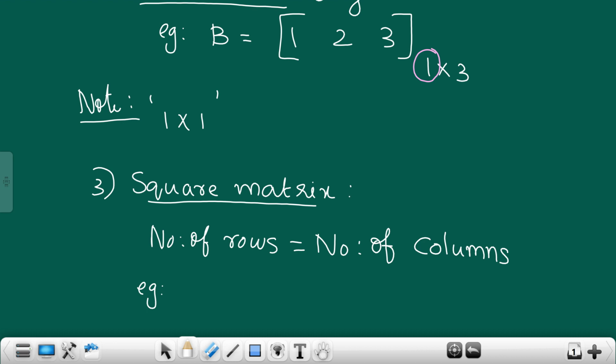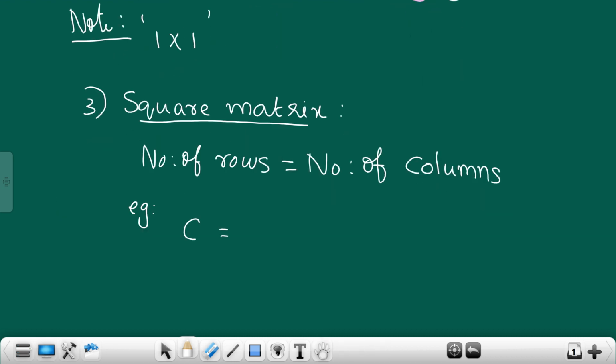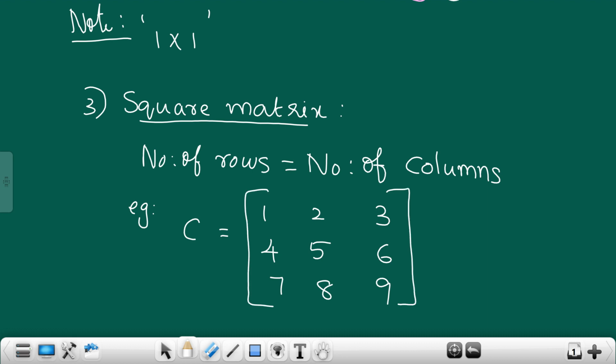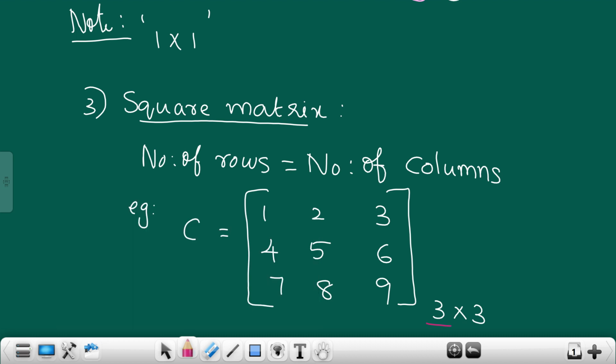Here is an example, matrix C equal to 1, 2, 3, 4, 5, 6, 7, 8, 9. The order of this matrix is: number of rows is 3 and number of columns is again 3. Here the number of rows is equal to the number of columns, so this matrix is known as a square matrix.